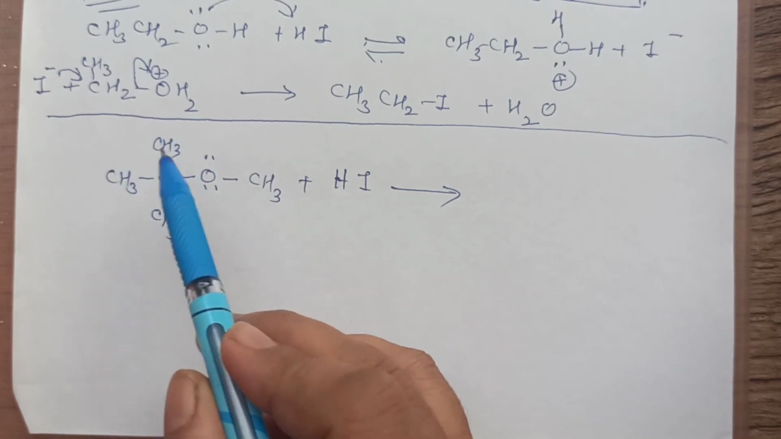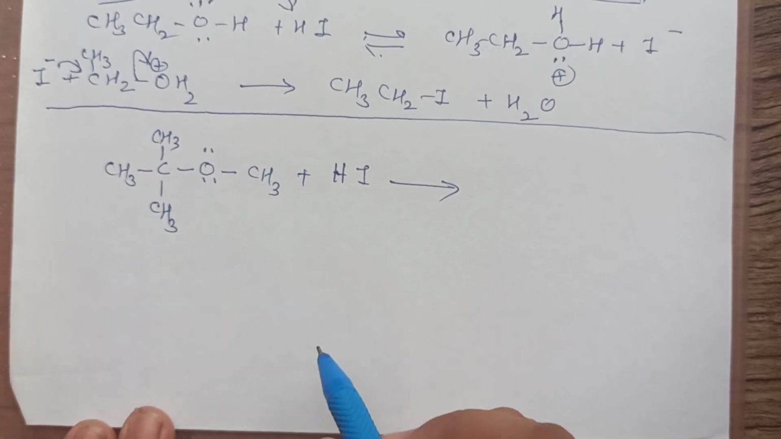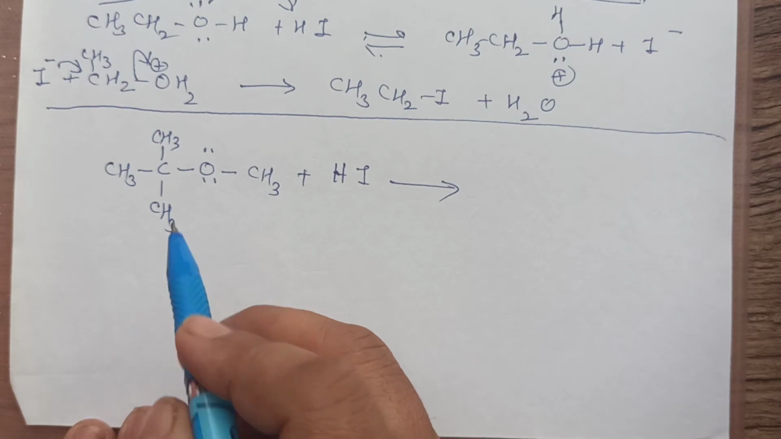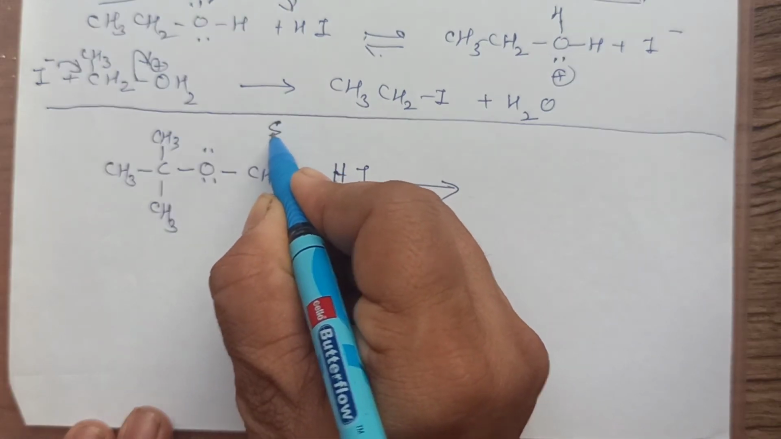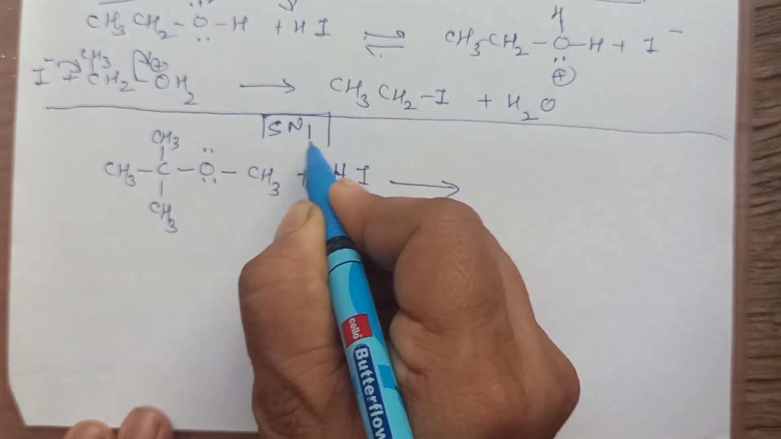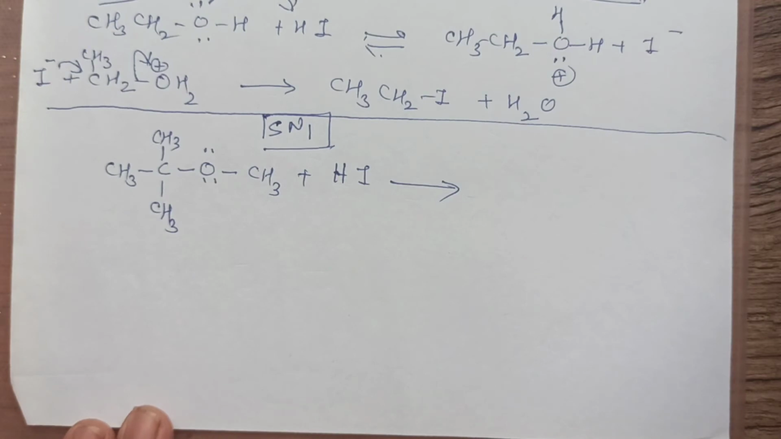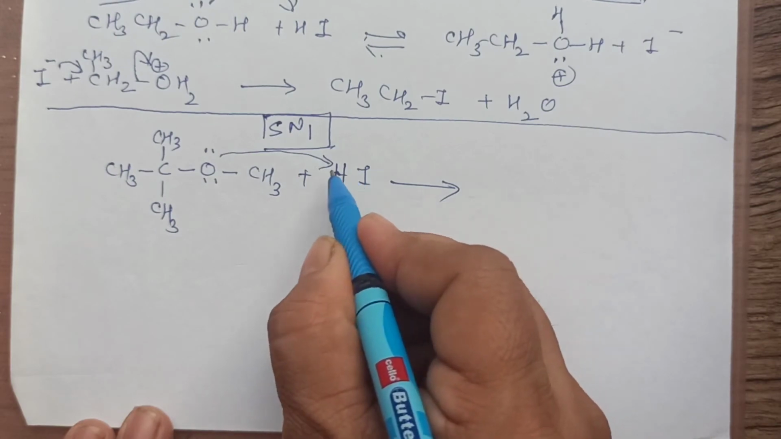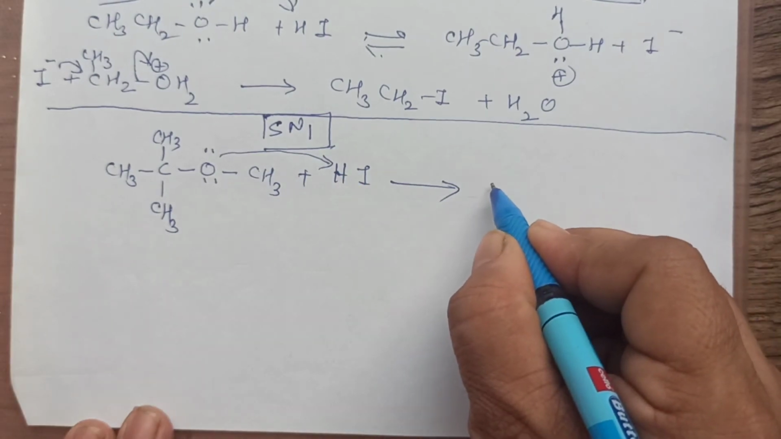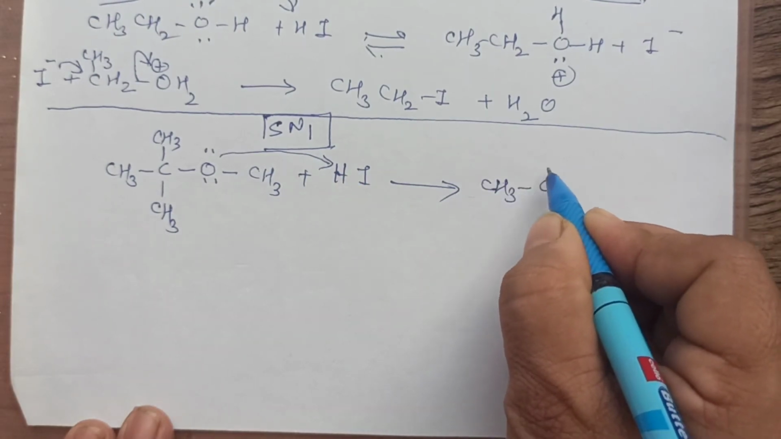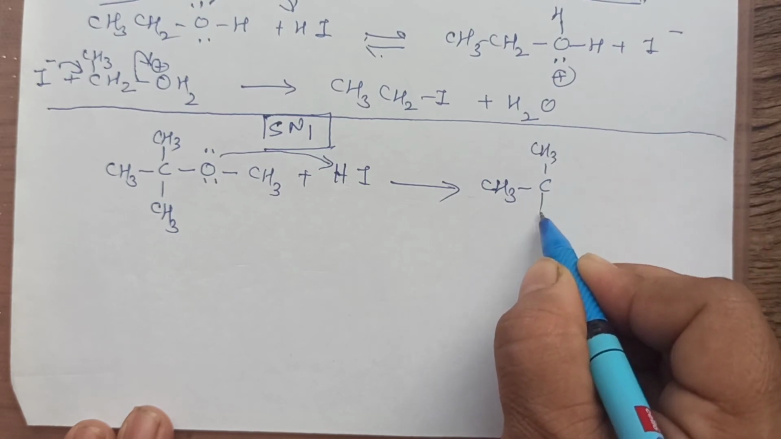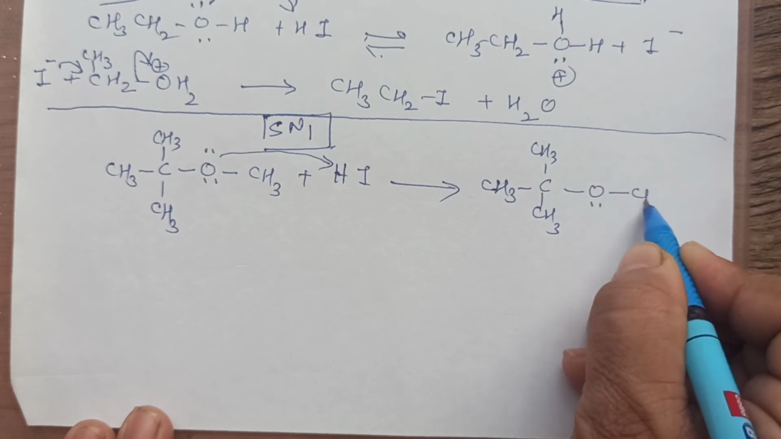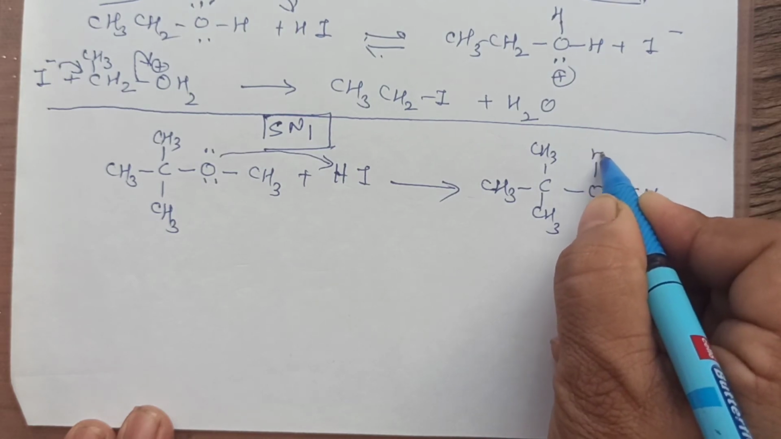Suppose you have this type of ether where on one side you have a tertiary alkyl group attached to the ether. Then it does not follow the SN2 mechanism. This follows the SN1 mechanism. Why does it follow SN1? We will see. The first step is the same. This lone pair will go, and this will go here. So what will happen? CH3, C, CH3, CH3, O. Only one lone pair will be left over now. That H has gone here.